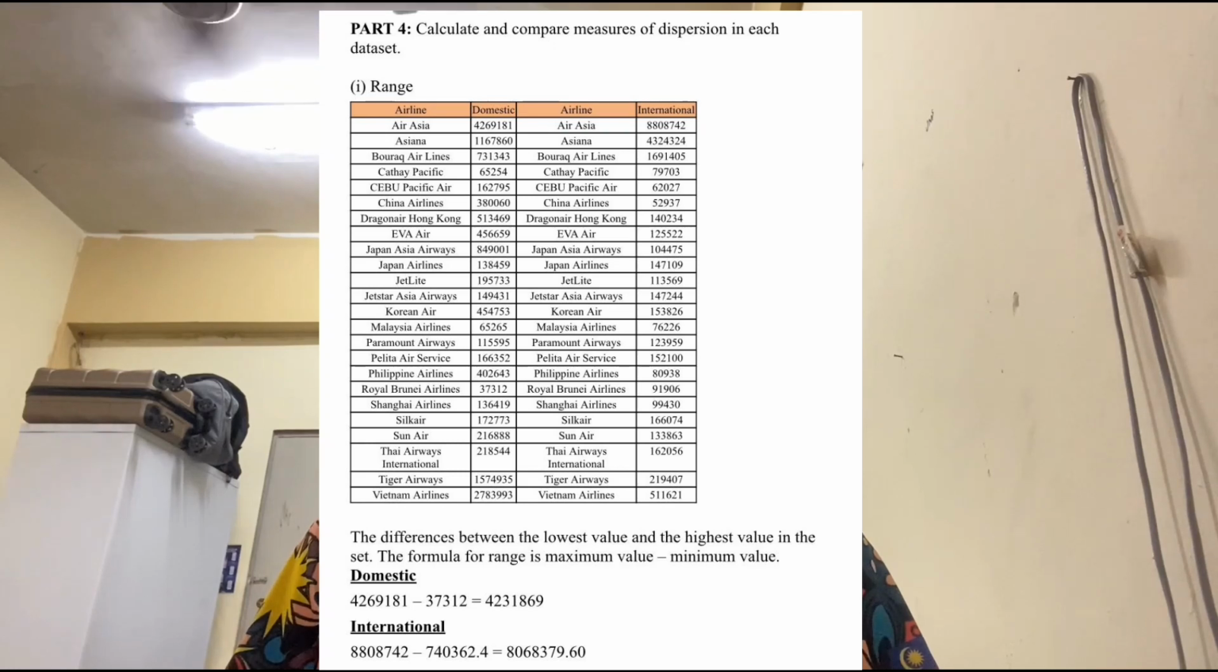I will cover measures of dispersion, which include range, mean absolute deviation, variance, standard deviation, and coefficient of variance. First, range is the difference between the highest and lowest value. It is recorded that domestic traffic has a range of 4,231,869. The highest is 4,269,181 passengers, and the lowest is 37,312 passengers.